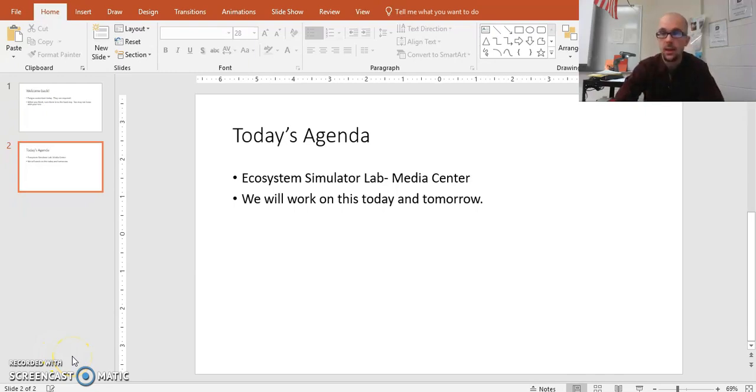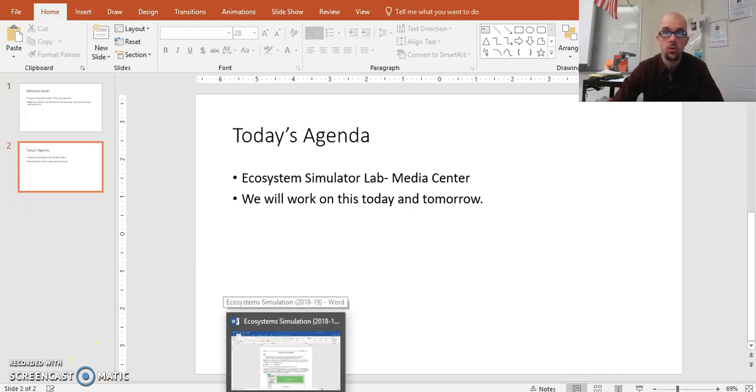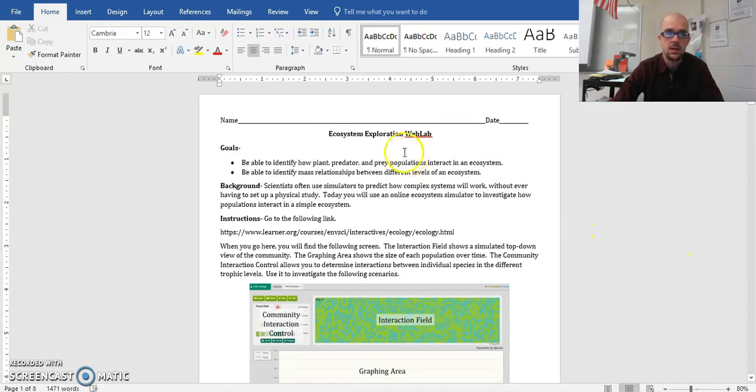There's also a handout that I have for you. I'm sending this out just to give you a tutorial on how to use the simulator, in case you were confused in class or if you weren't here and you want to get a preview of what it is that we're doing. The handout is also included on my webpage, it's called Ecosystem Exploration WebLab, and I've also sent this out to you on Remind.